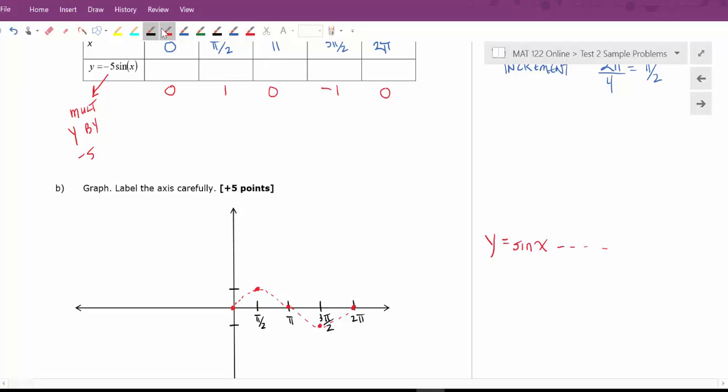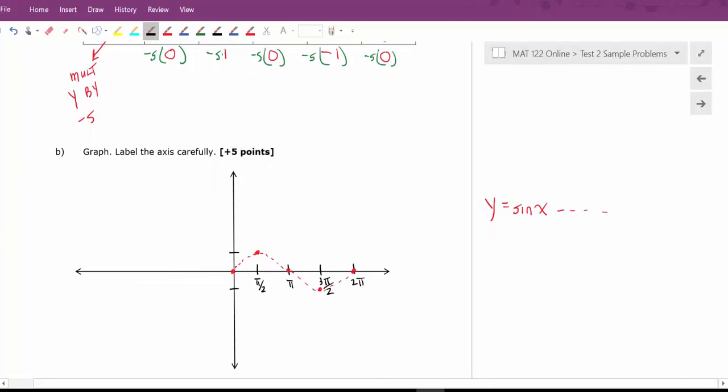So I'm going to take these y values, and I'm going to multiply them by -5. So that's going to be 0. This is going to be -5. This is going to be 0. This is going to be +5. And this is going to be 0. So now we just plot these key points, and then we've got a good graph. And it'll have the reflection and the stretch and amplitude change and all that.